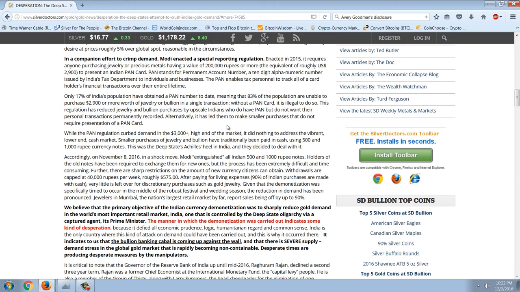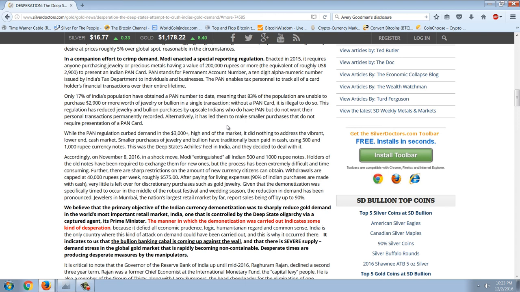In a companion effort to crimp demand, Modi enacted a special reporting regulation in 2015. It requires anyone purchasing jewelry or precious metals having a value of 200,000 rupees or more, the equivalent of roughly $2,900 US, to present an Indian PAN card. PAN stands for Permanent Account Number, a 10-digit alphanumeric number issued by India's tax department to individuals and businesses. The PAN enables tax personnel to track all of a cardholder's financial transactions over their entire lifetime.